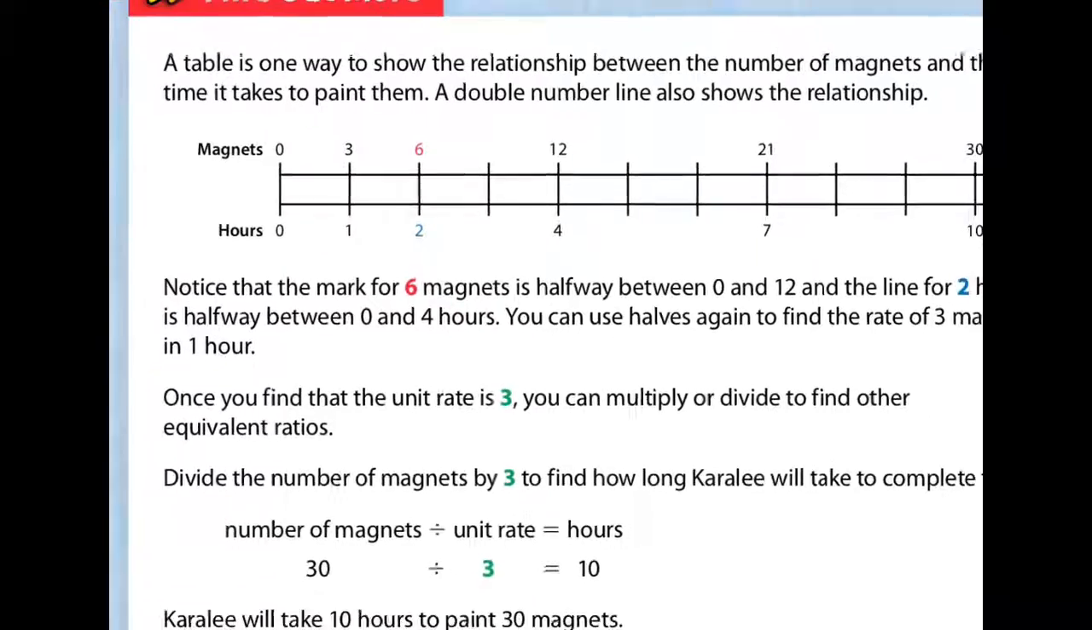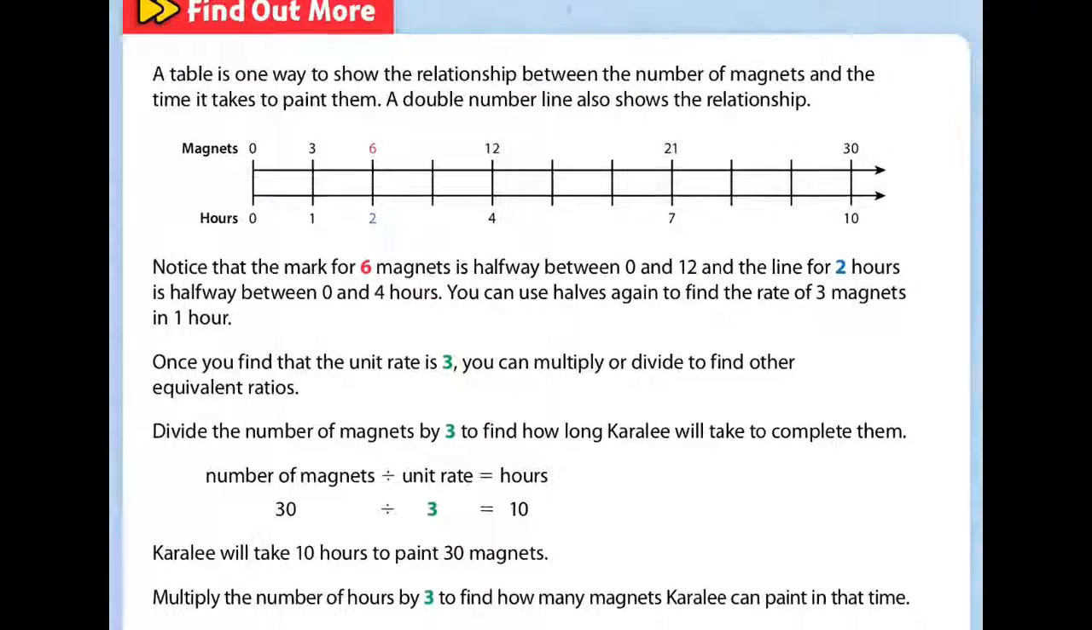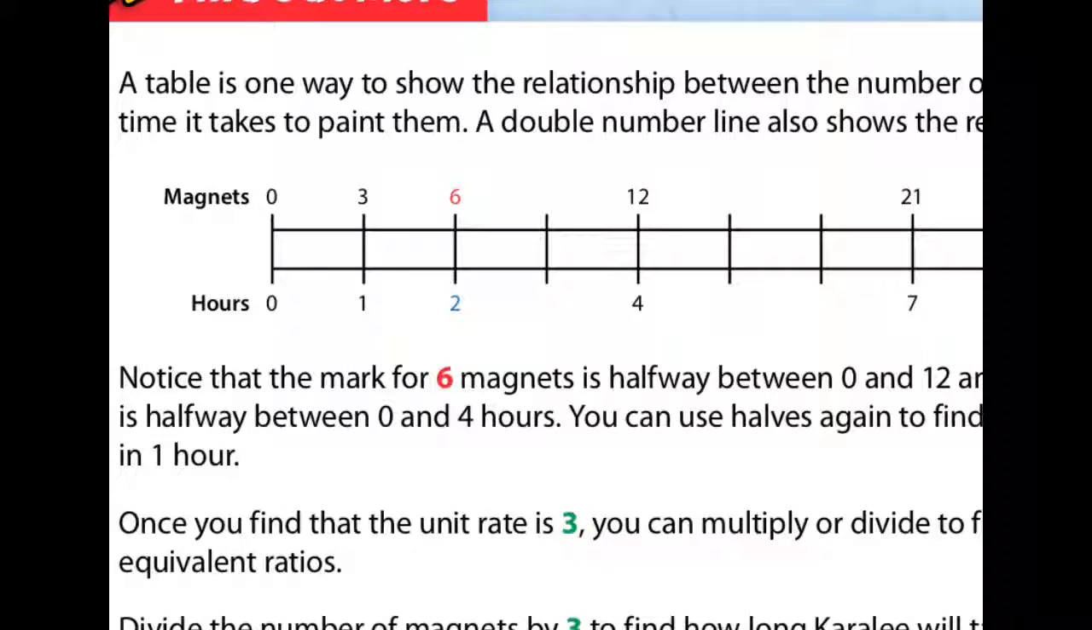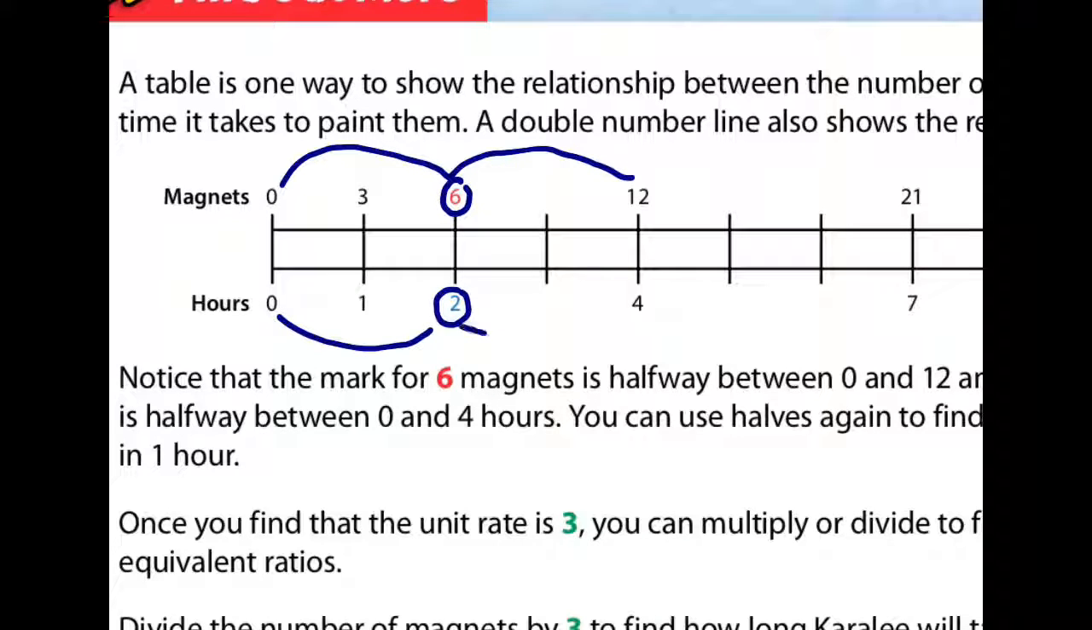All right, so now let's continue. Let me get this so you can read it all. It says, notice that the mark for 6 magnets is halfway between 0 and 12, and the line for 2 hours is halfway between 0 and 4. So let me point that out. Notice that the line for 6 magnets is halfway between 0 and 12. Notice 6 is right in the middle. And that 2 hours is halfway between 0 and 4, which makes sense because 2 is between 0 and 4, and 6 is between 0 and 12.